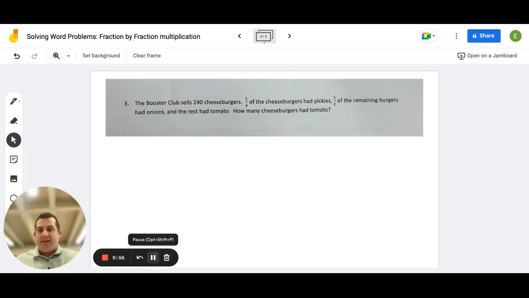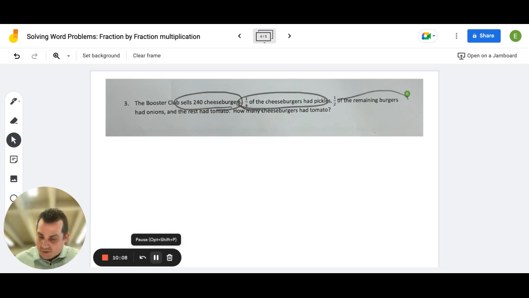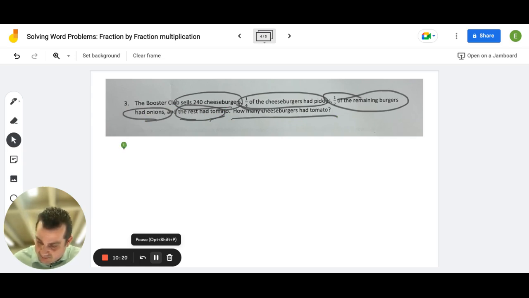And here we are, last question. The Booster Club sells 240 cheeseburgers. 1/4 of them had pickles, and half of the remaining burgers had onions. The rest had tomato. How many cheeseburgers had tomato? So I have to annotate here. The BC, okay, sells 240 cheeseburgers. All right, so 240 CB, cheeseburgers. I'm just annotating it, okay? If you won't know that BC is Booster Club and CB is cheeseburger, then you write it out, okay?